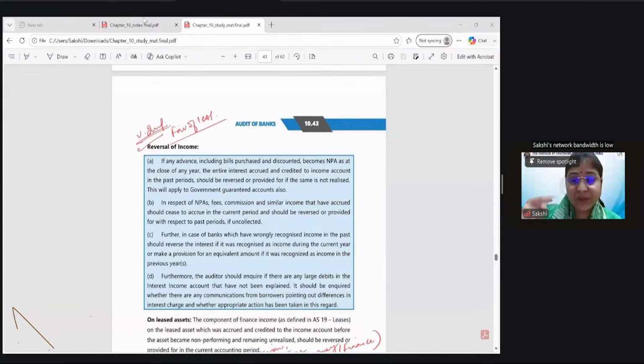Okay, let's proceed to memorandum account. Now, what is this memorandum account? This memorandum account is a kind of dummy account that banks create. It is not a real account. Okay, this memorandum account is a dummy account. Okay, it is not a real account.